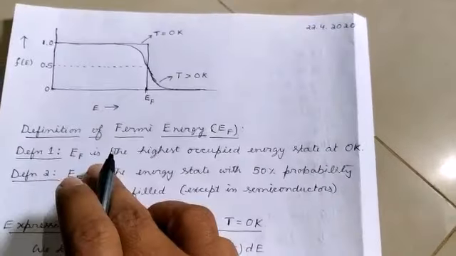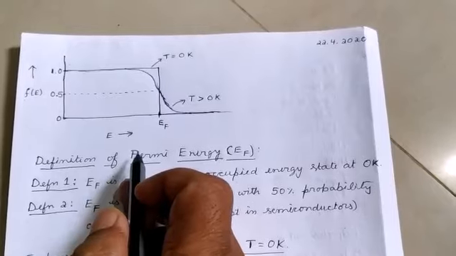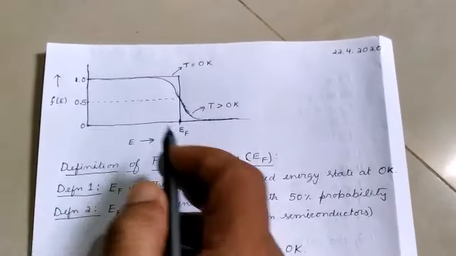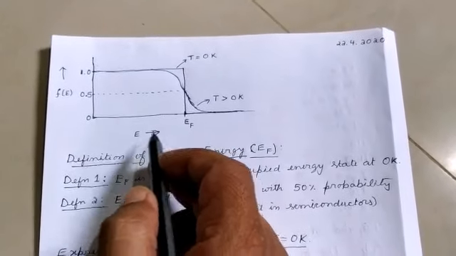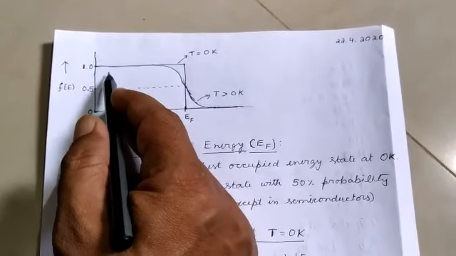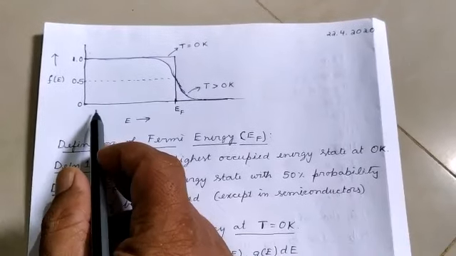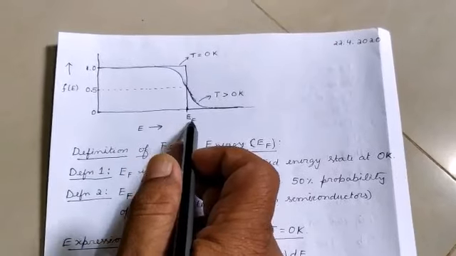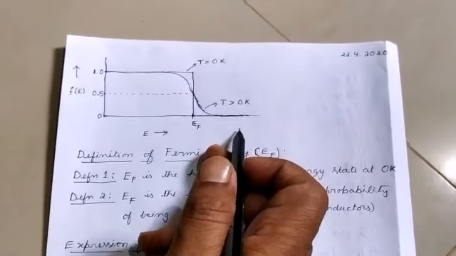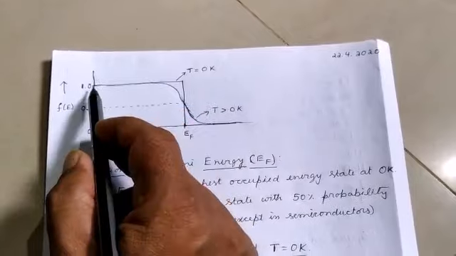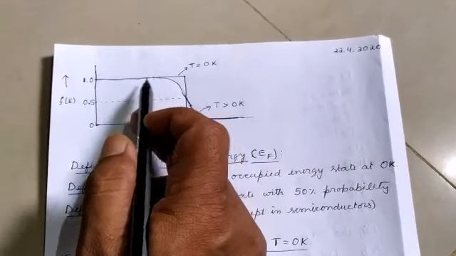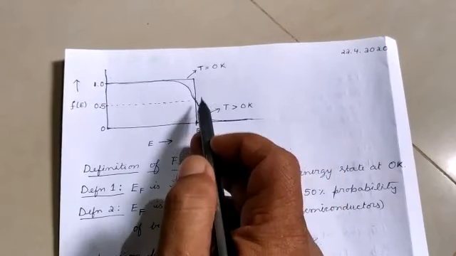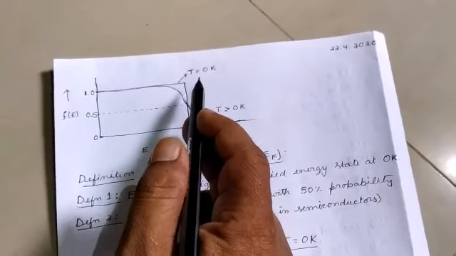Whatever we got so far is summarized in this graph. This is the graph of f(E), the probability function, versus the energy level. Probability values lie between 0 and 1. The energy levels start from the bottom of the valence band, 0, to the Fermi level EF and above the Fermi level. We saw that at temperature 0 Kelvin, the probability is 1 below the Fermi level, and above the Fermi level it is all 0. So this is the curve we get for temperature 0 Kelvin.